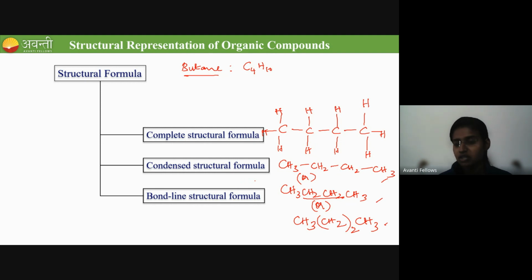Okay, any doubt from this? Shall we go to the bond line structural formula? Do you guys have any doubt from the condensed structural formula part? Say yes or no. Shall I go with the bond line structure? Yes or no?